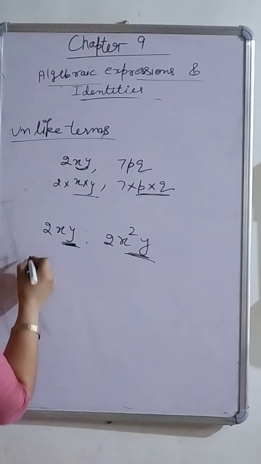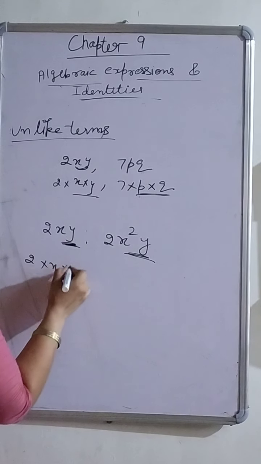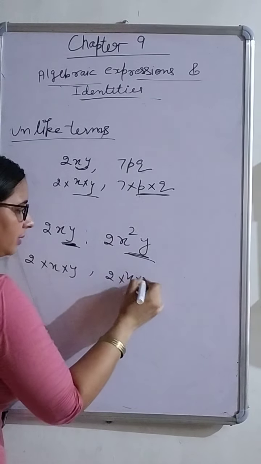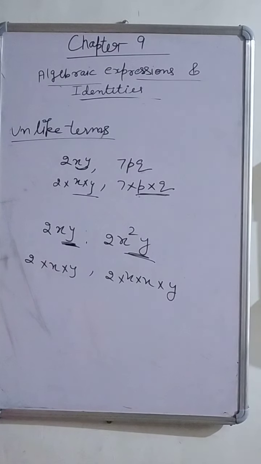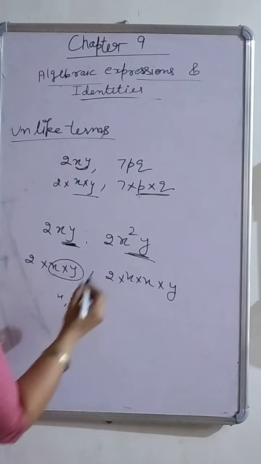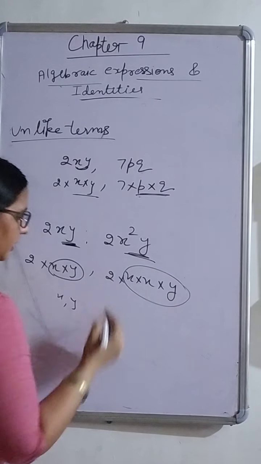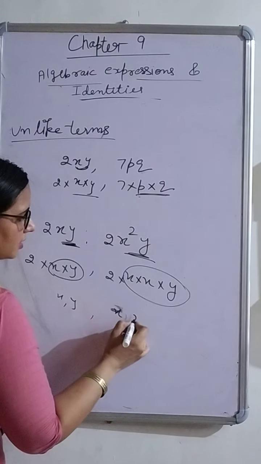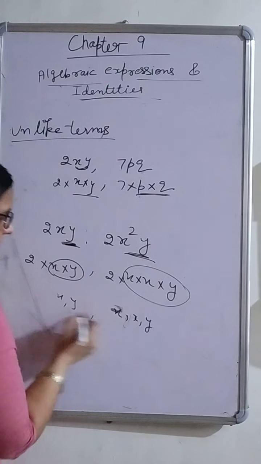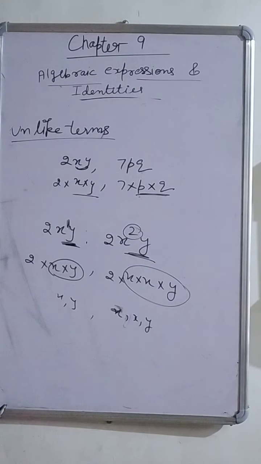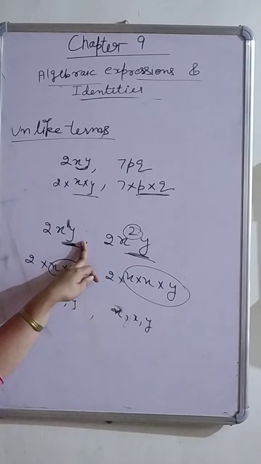Compare variables factor, 2 into x into y. And this will be 2 into x square, means x is 2 times. Now see the variables factor of the first term x and y, and the variables factor of the second term x, x and y. These are not the same. Here x is 1 time, in the second term x is 2 times. So these are not like terms.